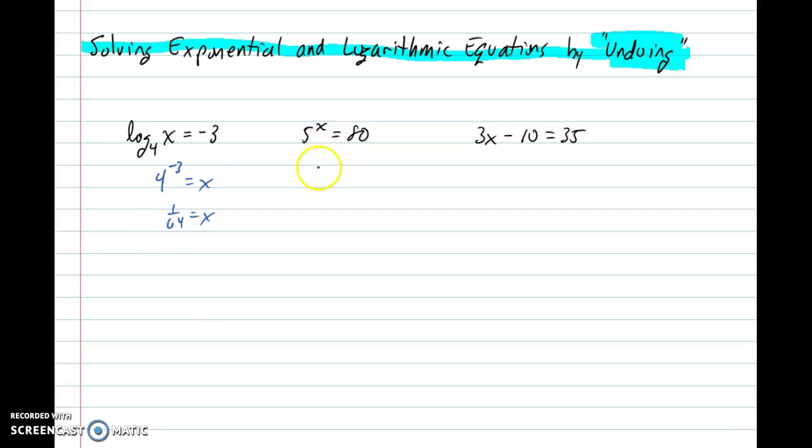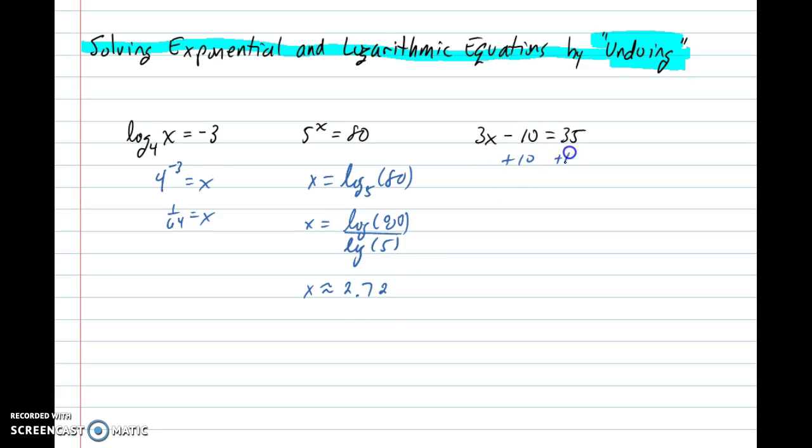5 to the x equals 80, I bet you rewrote that as a logarithm and did x equals log base 5 of 80, which doesn't work out all that nicely. I do know that 5 squared gives me 25, and 5 cubed gives me 125, so I expect the answer to be somewhere between 2 and 3. If you need to type it into your calculator, you can type it in like this. Remember, log of 80 divided by the log of 5. Make sure you get your parentheses in the right spot, and you get x is about 2.72.